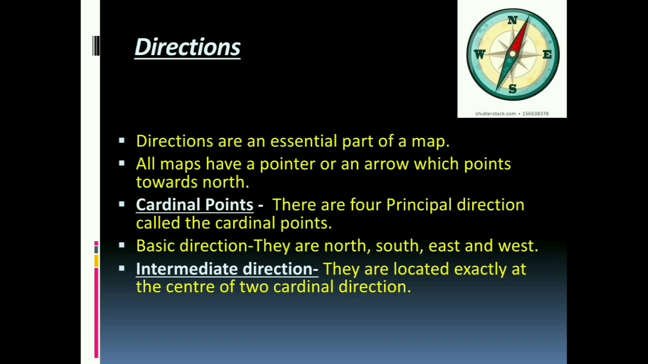In directions we have two points to discuss. First is cardinal points. There are four principal directions called the cardinal directions. They are north, south, east, and west. These points give basic directions. Then there are intermediate directions. These are located exactly at the center of two cardinal directions.